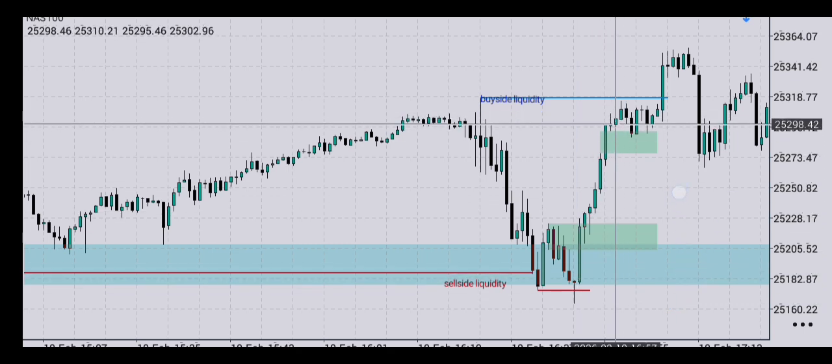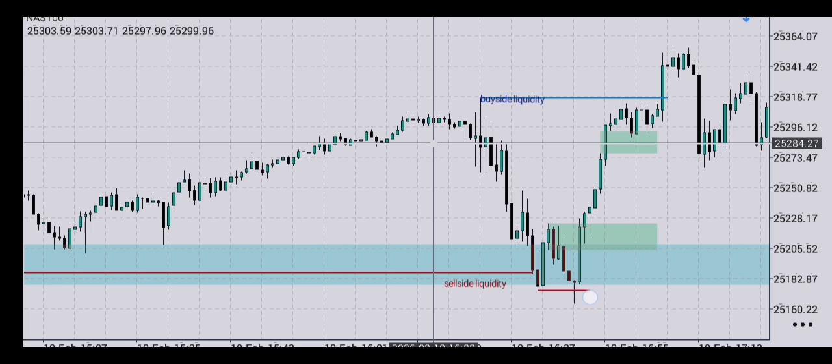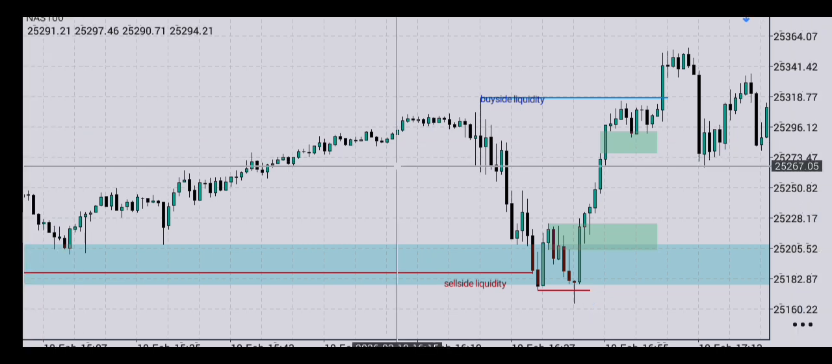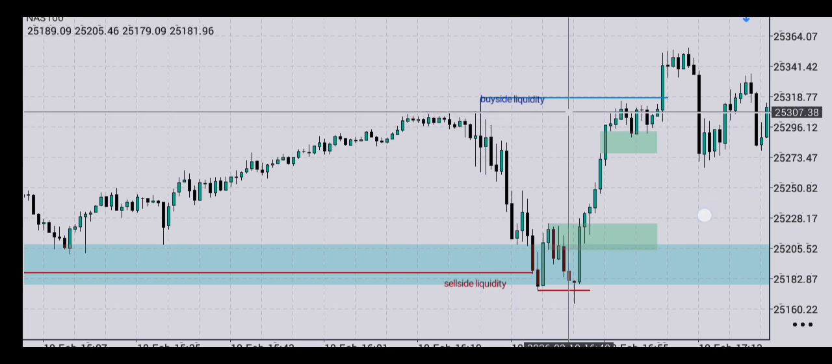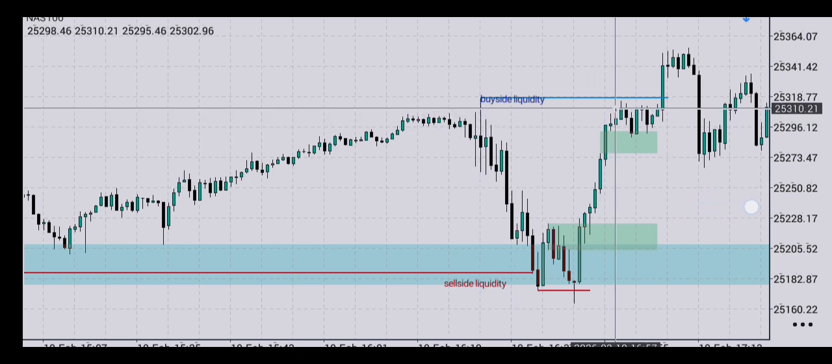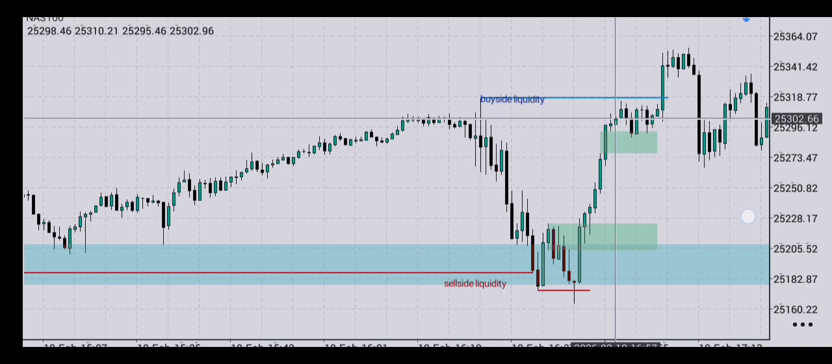I left here. If you watch to the left, this is a week, and if you grade that, it's the consequent encroachment of the week. ICT teaches that weeks are gaps. So I just left the trade there. I resisted the trade right there.